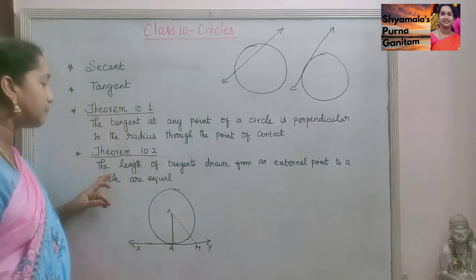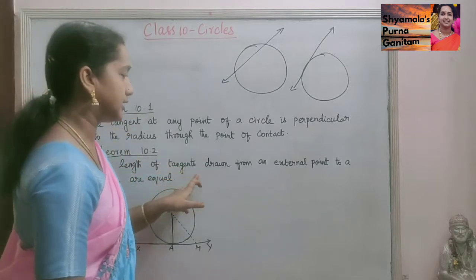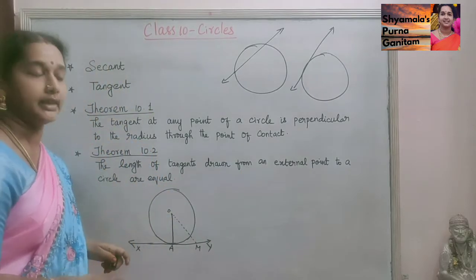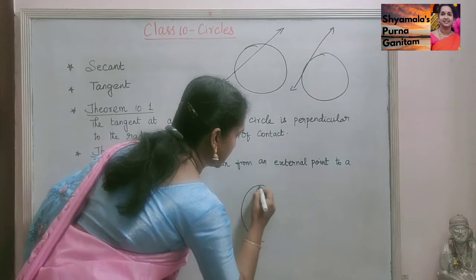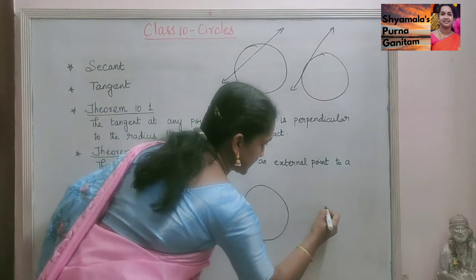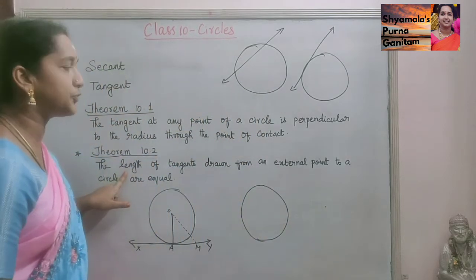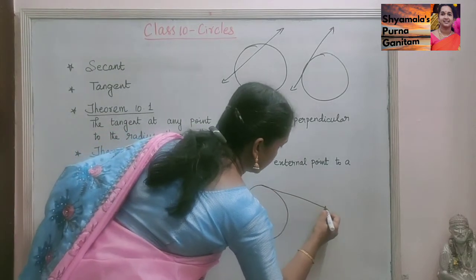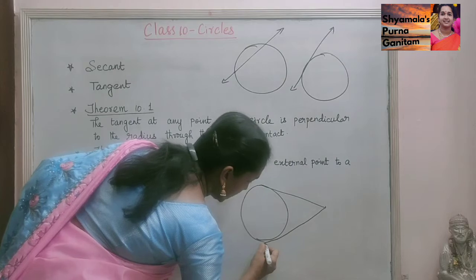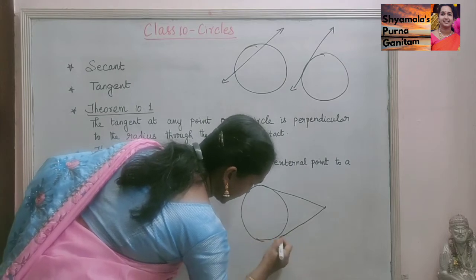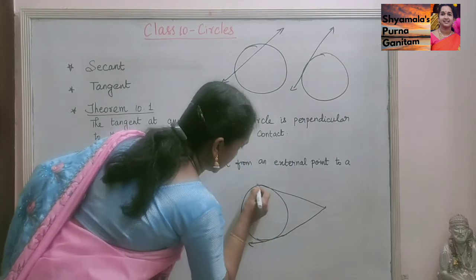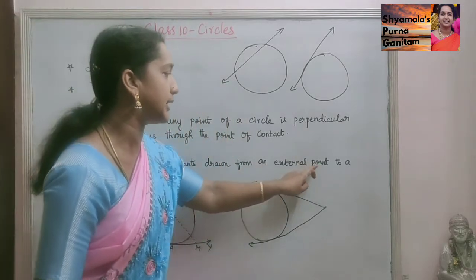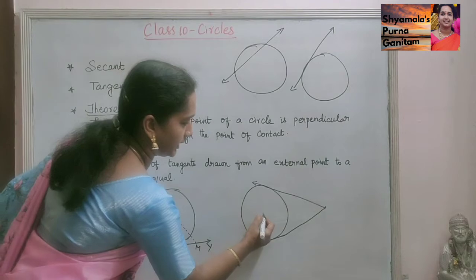Then theorem 10.2. The lengths of the tangents drawn from an external point to a circle are equal. So a circle is there, and an external point is there. We may get many tangents. If we draw tangents from this point, the lengths of the tangents drawn from an external point to a circle will be equal.